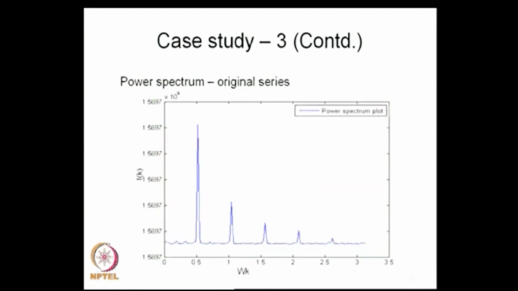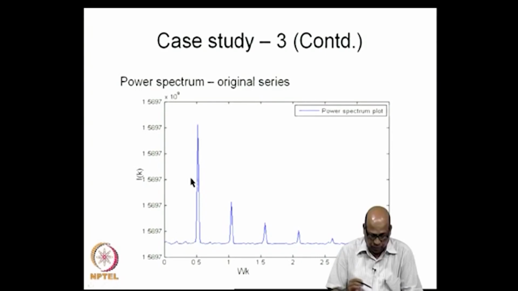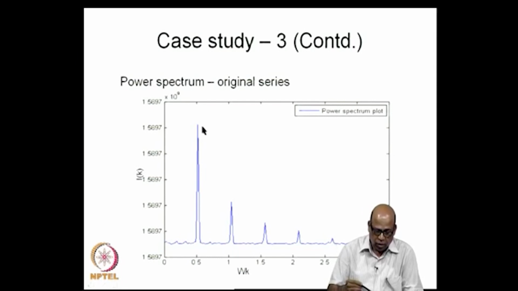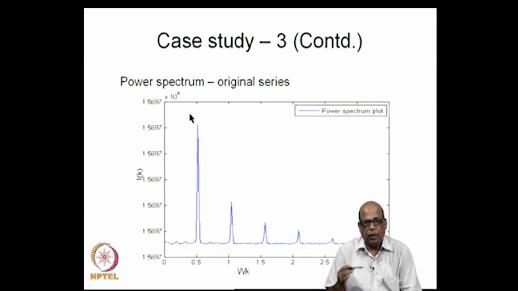Then we do the power spectrum. Much like the power spectrum that we considered in the case 1, where we added up the monthly rainfall data, these show up significant periodicities, and this periodicity corresponds to 12 months, this to 6 months, 4 months, 3 months and 2 months. So, these periodicities in the monthly data are indicated by the power spectrum.